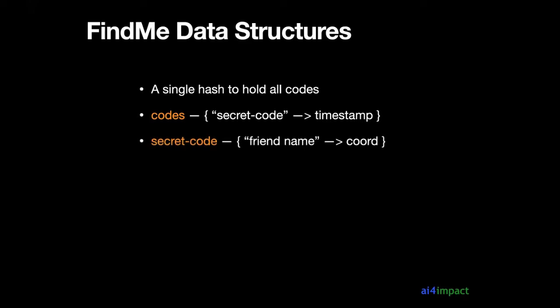And of course, we will have for each secret code also another hash stored, which is the name of the friend, like in this case Arnold or Joel or whatever else it is, and their latest coordinates, right? So it's a hash between the friend name and the coordinate. So these are the two pieces of information that we want to store on the database.